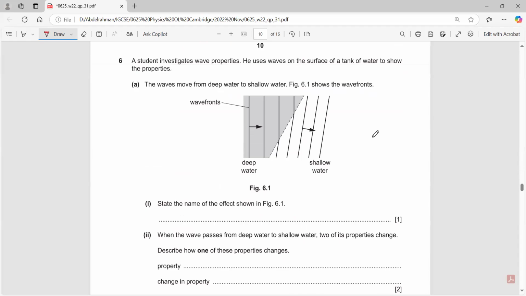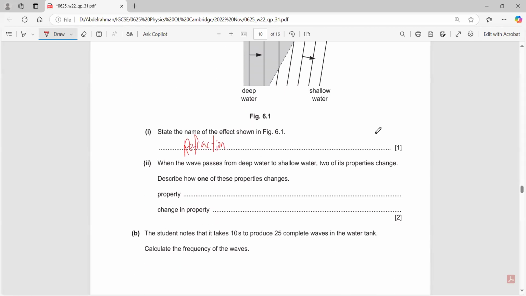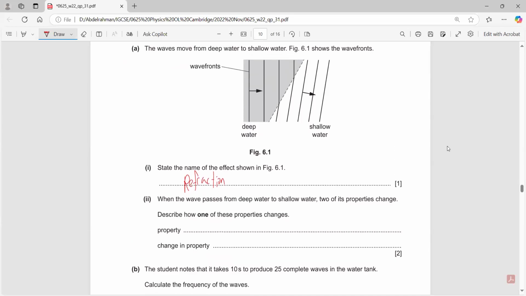A student investigates wave properties. The wave is moving from deep water to shallow water. What is the name of the effect? Is it diffraction, or is it refraction? Yes, refraction, because it's bending. When the waves bend, they refract. That's the meaning of refraction: bending of the waves as they pass from one medium to another.